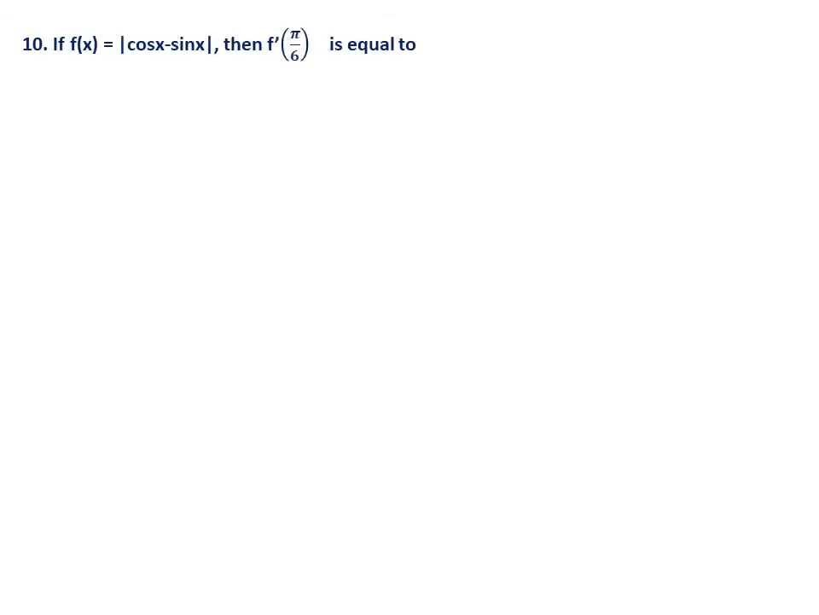Next, 10th. If f of x equal to mod of cos x minus sin x, then what is f dash of pi by 6 equal to? Fortunately, they have not given the option 'does not exist' or 'not differentiable', because we know that f of x equal to mod x is not differentiable especially at 0. Of course it is differentiable at other points, only at 0 it is not differentiable. But here all values are definite, therefore definitely it is differentiable. That is one thing which you have to understand.